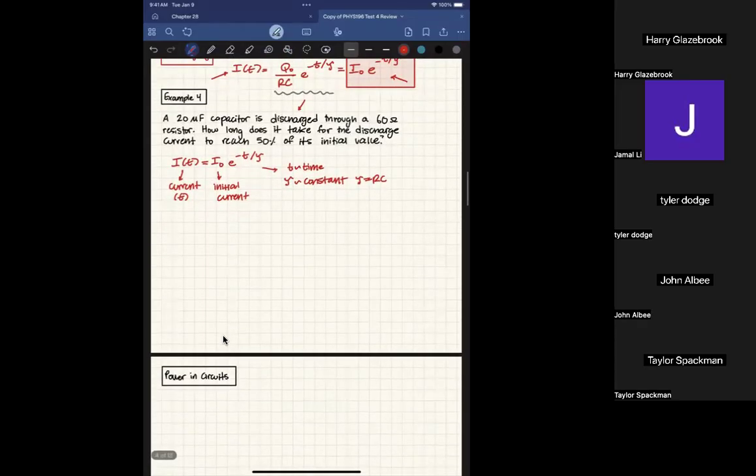It's usually going to be a problem like this where they say the current has reached 50% of its initial value or 25% of its initial value. It'll usually be a problem like that. Cool.